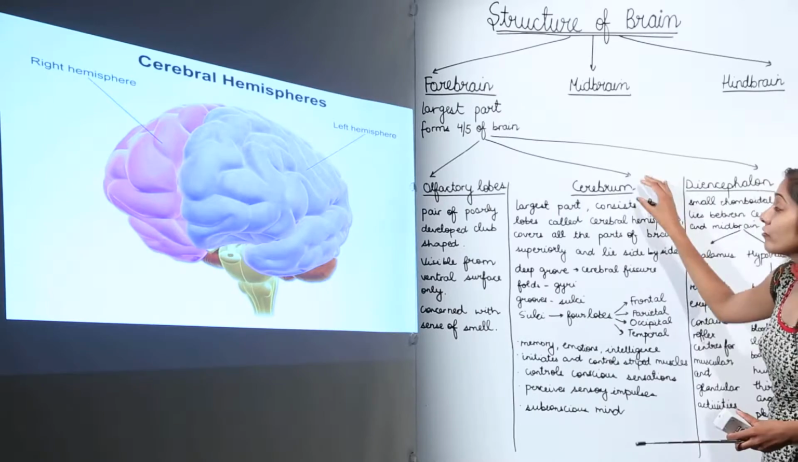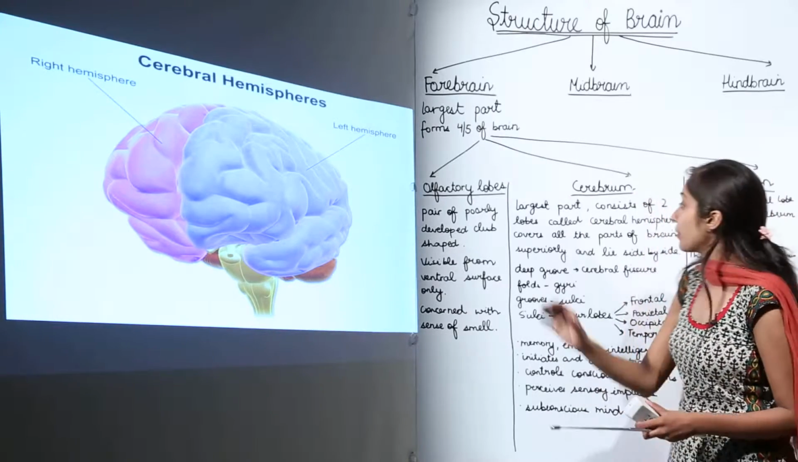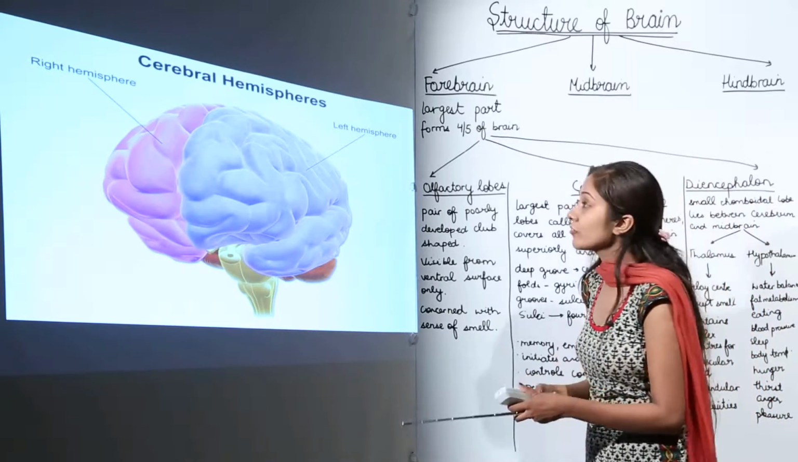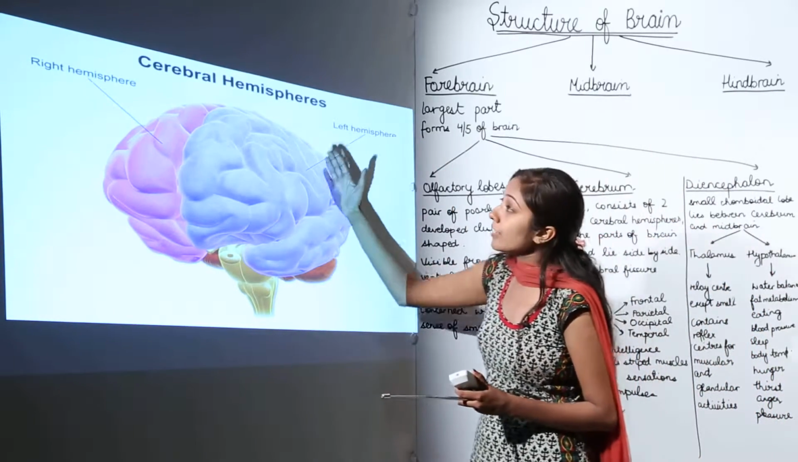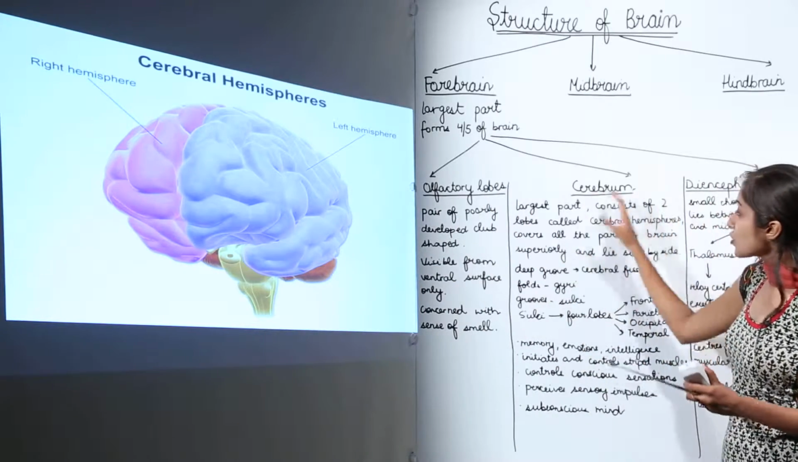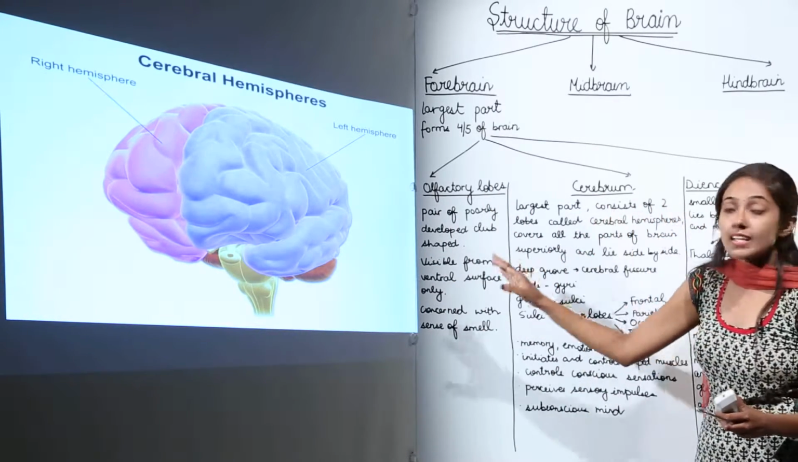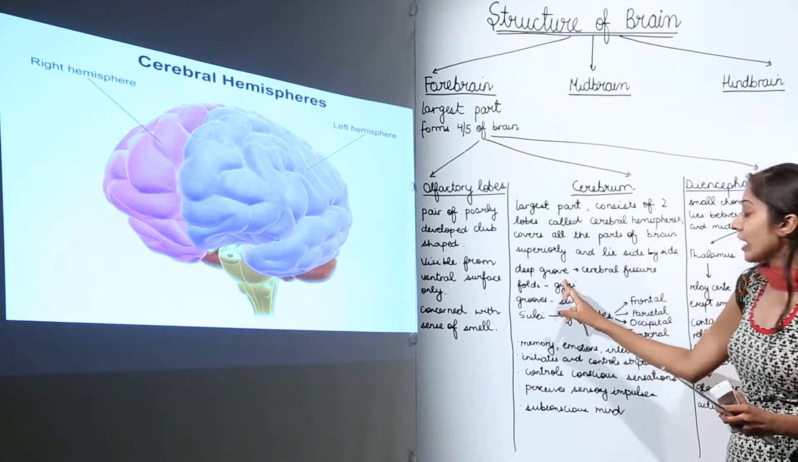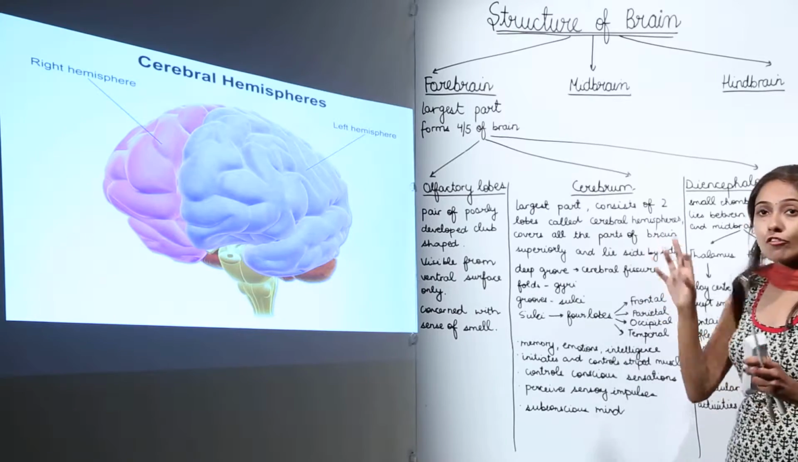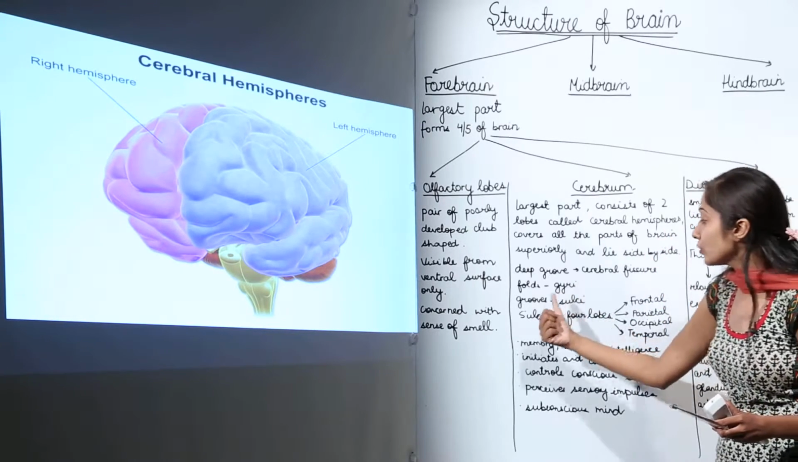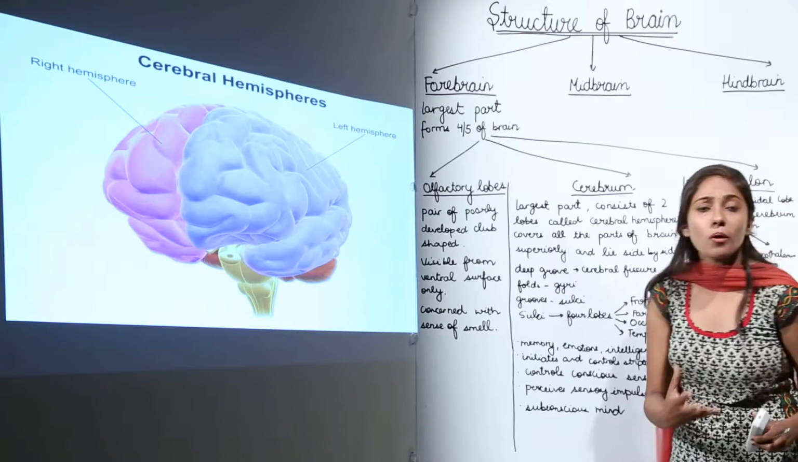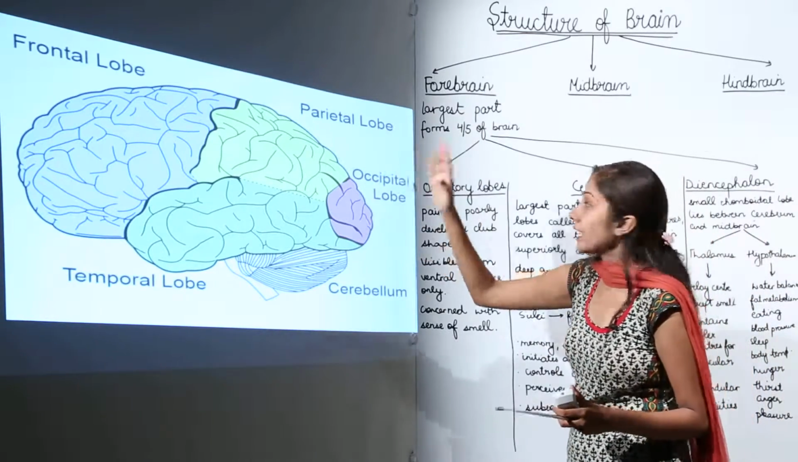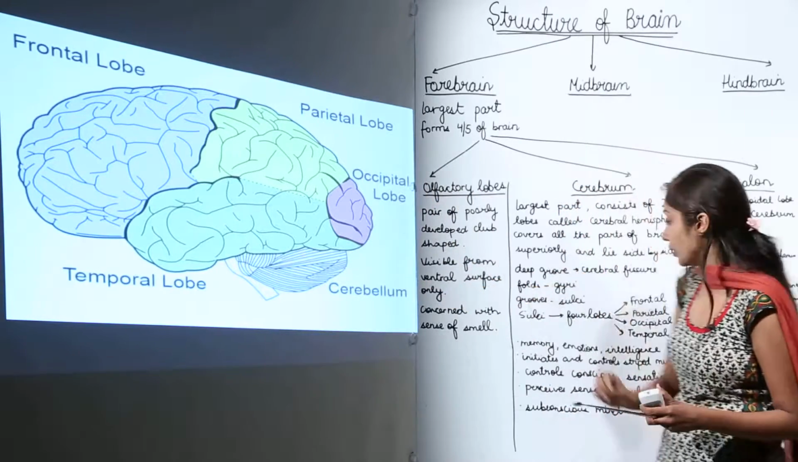The cerebrum, an important part of your forebrain, is the largest part. It consists of 2 lobes that we call cerebral hemispheres, the left hemisphere and the right hemisphere. They are separated by a deep groove that we call the cerebral fissure. The folds are known as gyri and the grooves are known as sulci. There are 3 prominent sulci which form the 4 lobes: frontal, parietal, occipital and temporal.